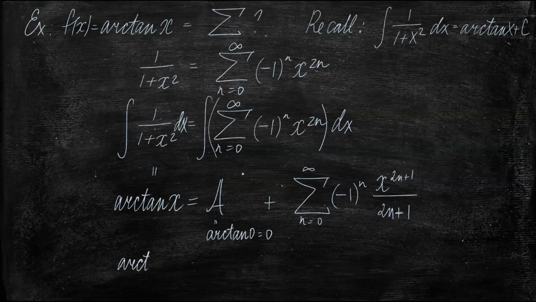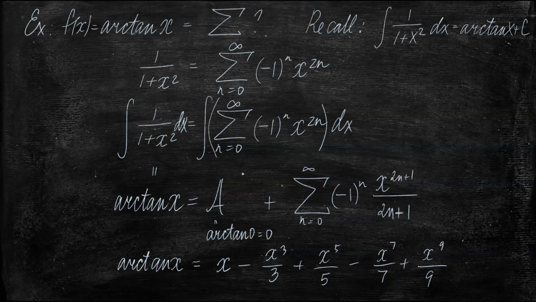So we can also write out the first 5 terms. So when n is equal to 0 we have x. When n is equal to 1 we have x cubed over 3, and this is kind of the pattern for the arctan function power series representation, and so on.